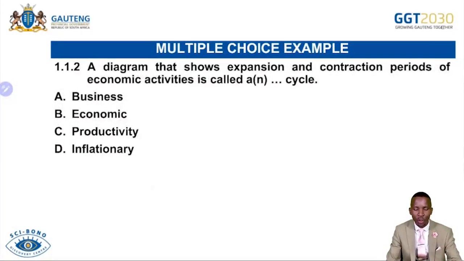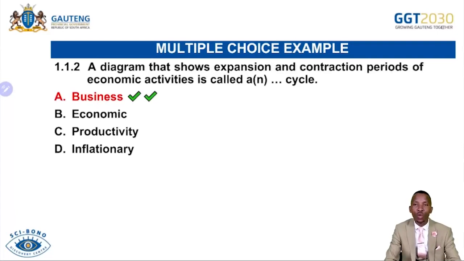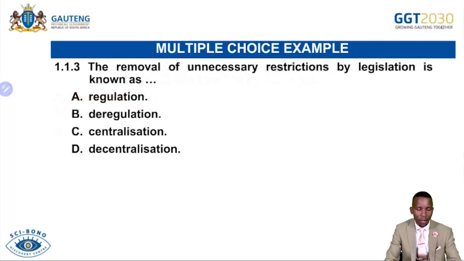A diagram that shows expansion and contraction periods of economic activity is called dash cycle. So in that case, you remember that there is a business cycle that shows the increase and the decrease, the upswing and downswings. So you simply go down and check if there is any business cycle in the given options. We have A, business cycle, B, economic, C, productivity, and D, inflationary. So let's see what is given. A is a business cycle, so it becomes correct. And then we go further.